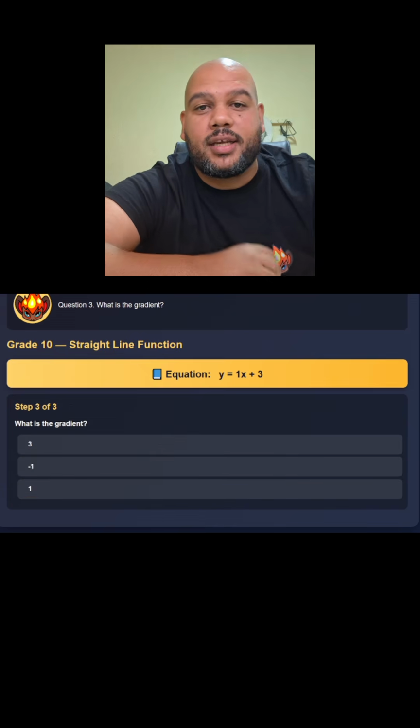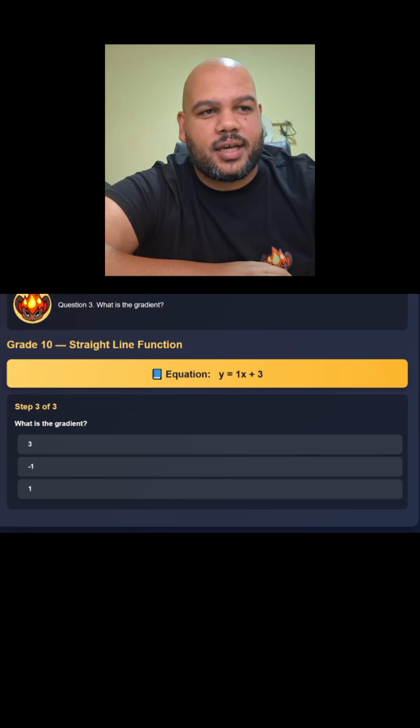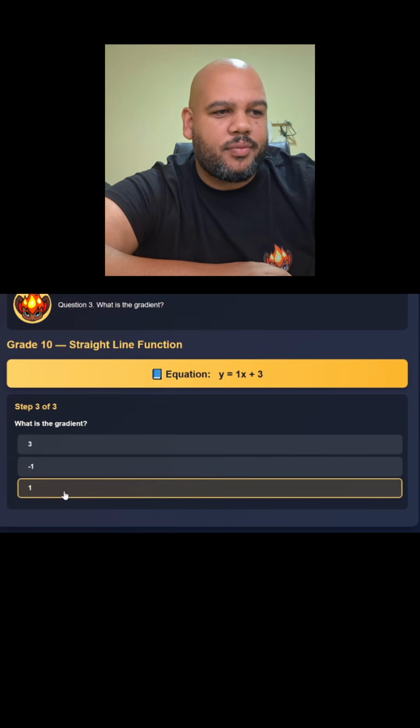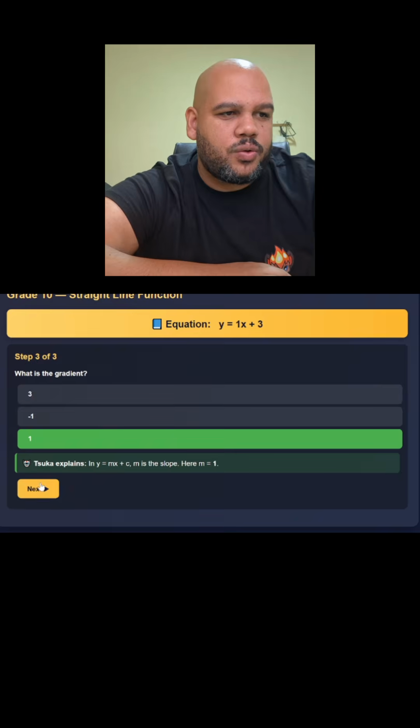What is the gradient? The gradient is always the number before the x. So that's 1. We can click that value.